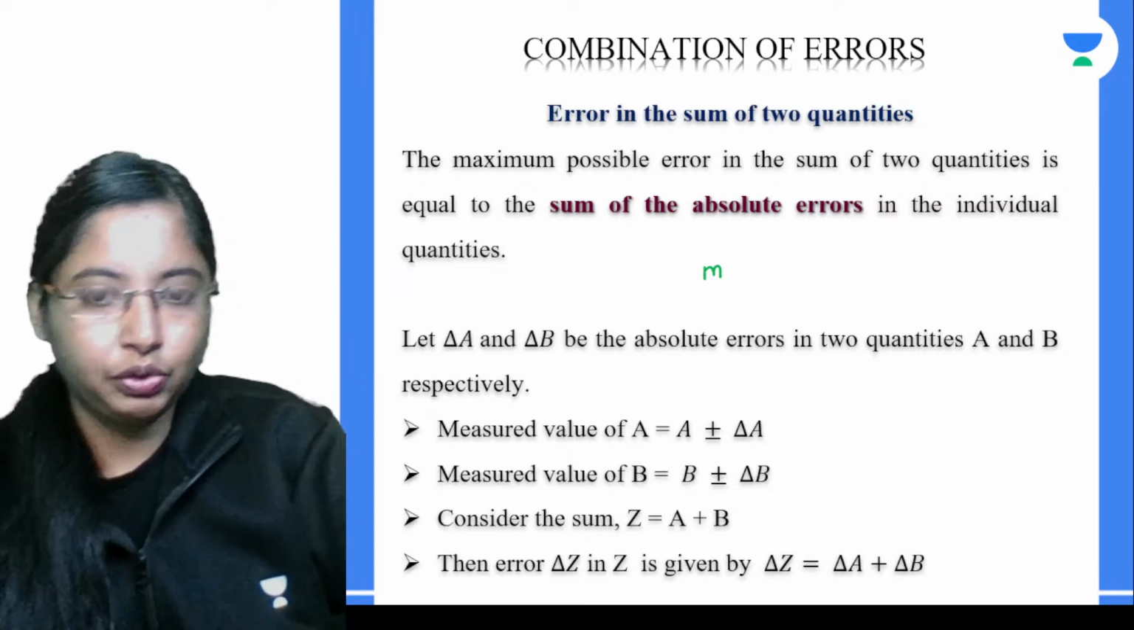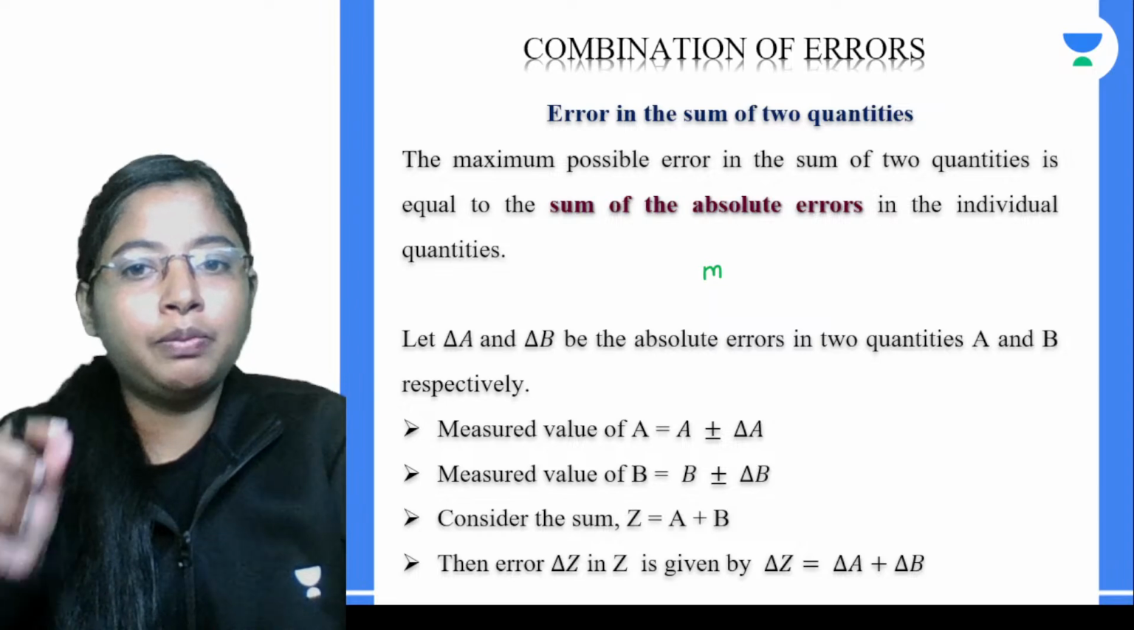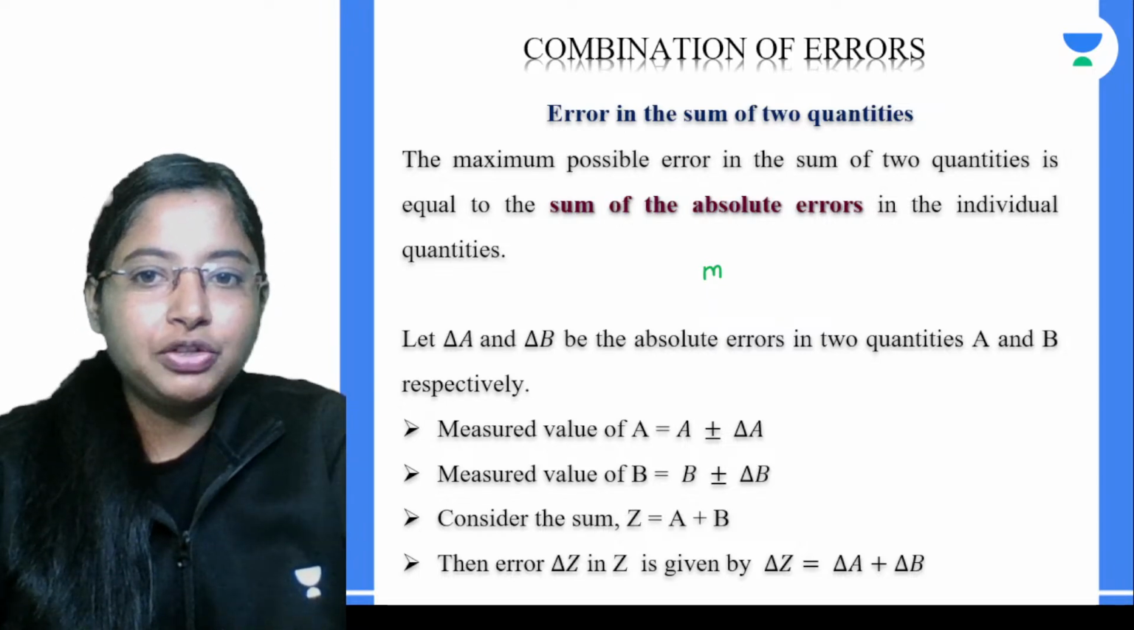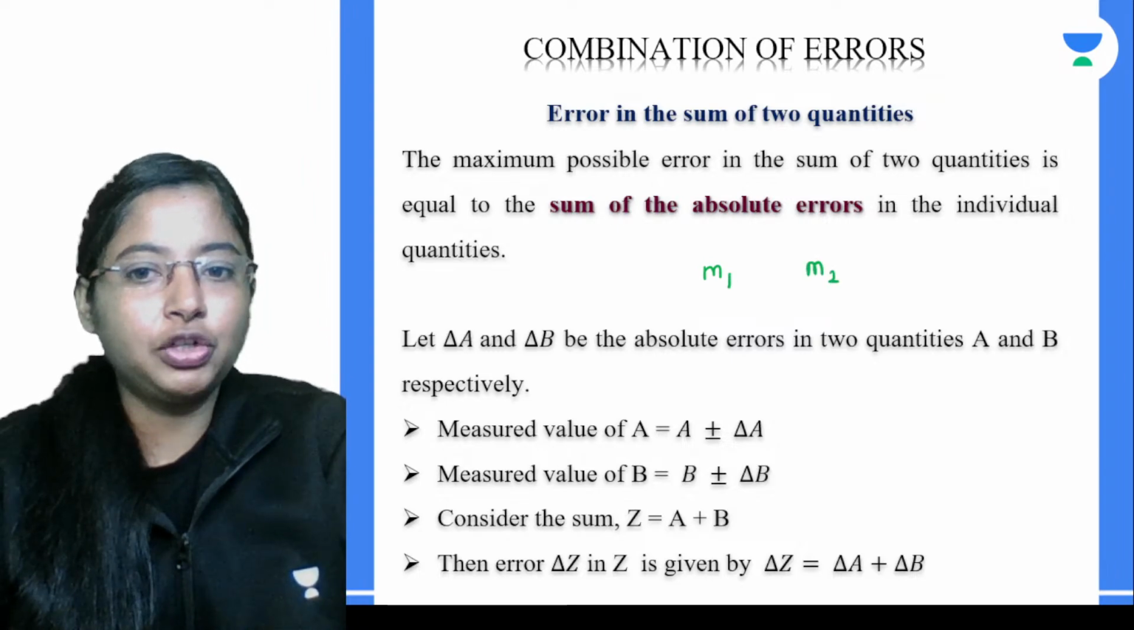Let's say you are trying to mix two chemicals, and in this case you have to measure the chemicals up to a particular, accurate value. So you're measuring one part and you're measuring another part, M1 and M2, two quantities.